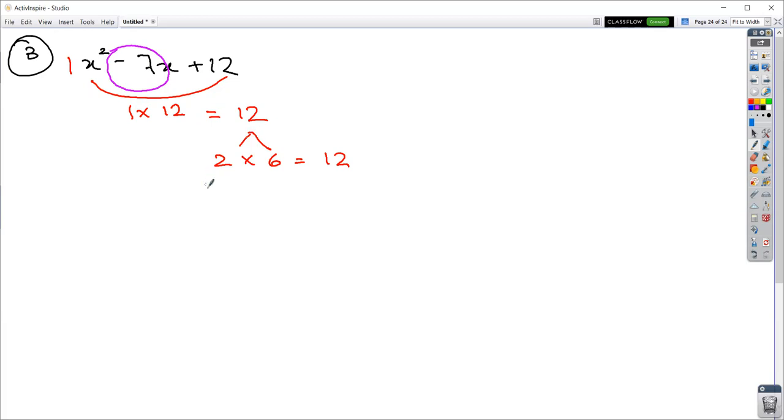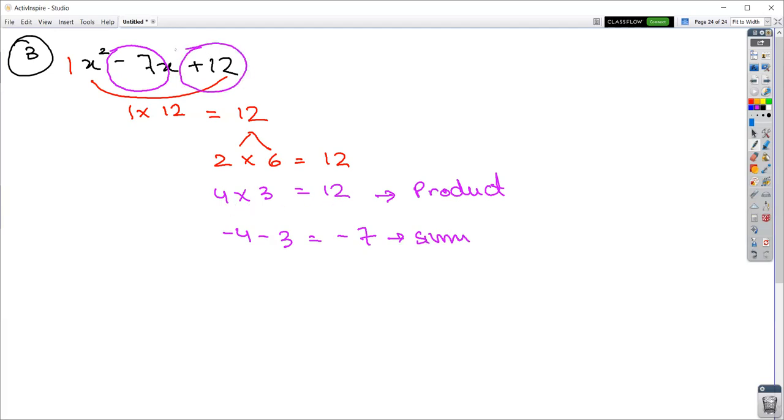The other multiples of 12: 4 times 3 is 12. So if I use 4 times 3, making 12, that verifies my last term, but I still need to check whether, when I add them together, it gives me minus 7. So you do minus 4 and minus 3. Minus 4 and minus 3 gives minus 7. It means this is the product I'm getting and this is the sum I'm getting. The multiplication of the two numbers gives me the last term, which is plus 12. The sum of the two numbers gives me the middle term, which is minus 4 minus 3.